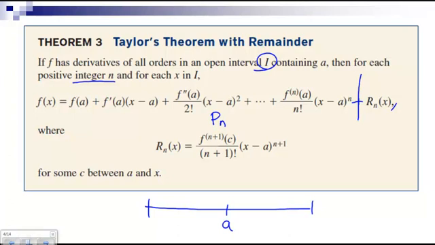Well, how about I let you copy and then I'll talk? That's just f of a plus f prime of a times quantity x minus a plus f prime of a over... That's just the Taylor polynomial. I don't need to write that down. That's why I called it p sub n.